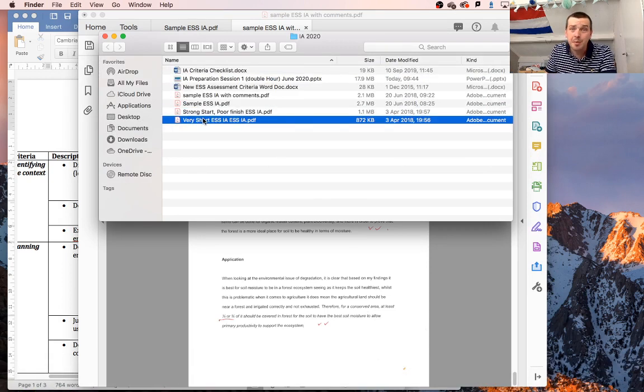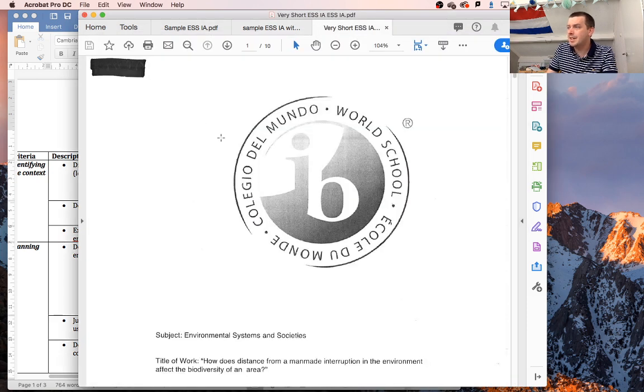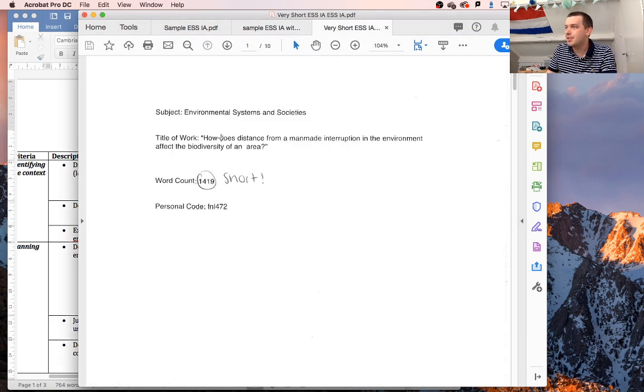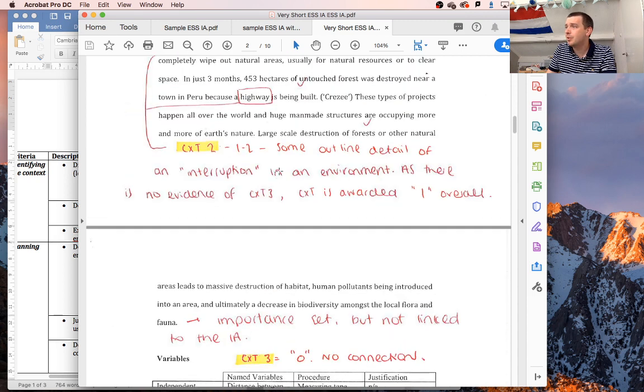If you would like to see some internal assessments that maybe don't do things so well, I've put you 2 examples in of IAs that didn't score so nicely from the past. Here we have a very short internal assessment where the student has chosen to write only about 1,400 words, when the word limit is 2,250. That's what you should be aiming for.